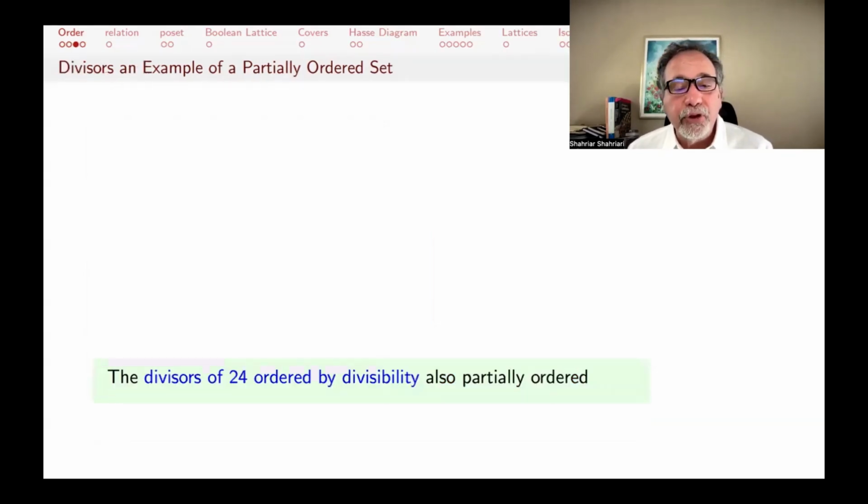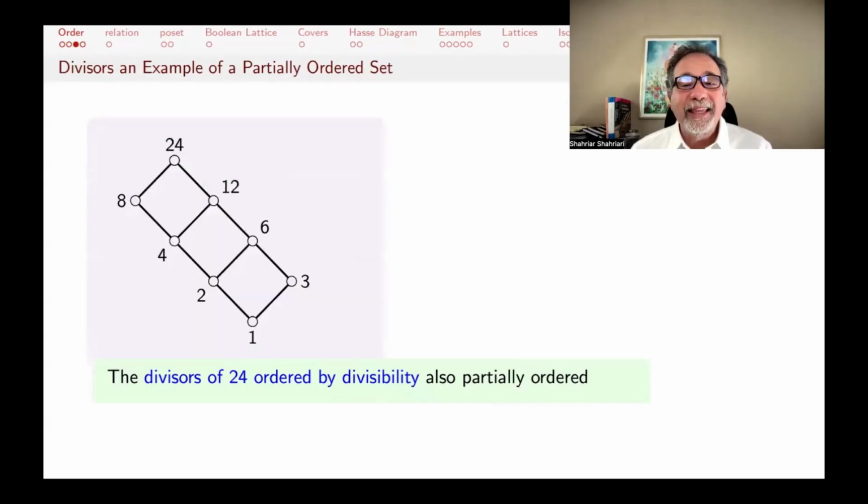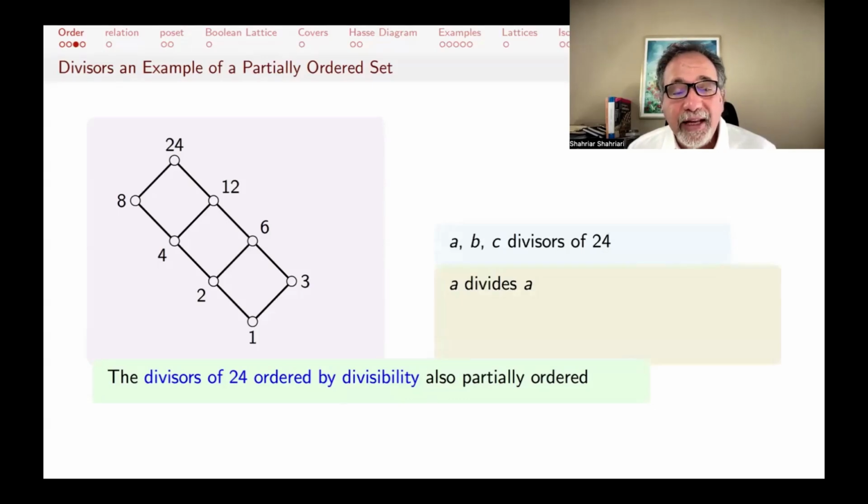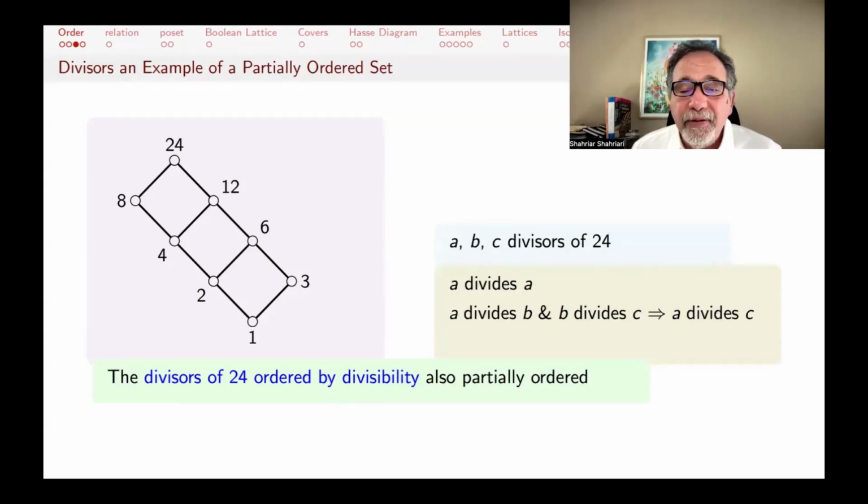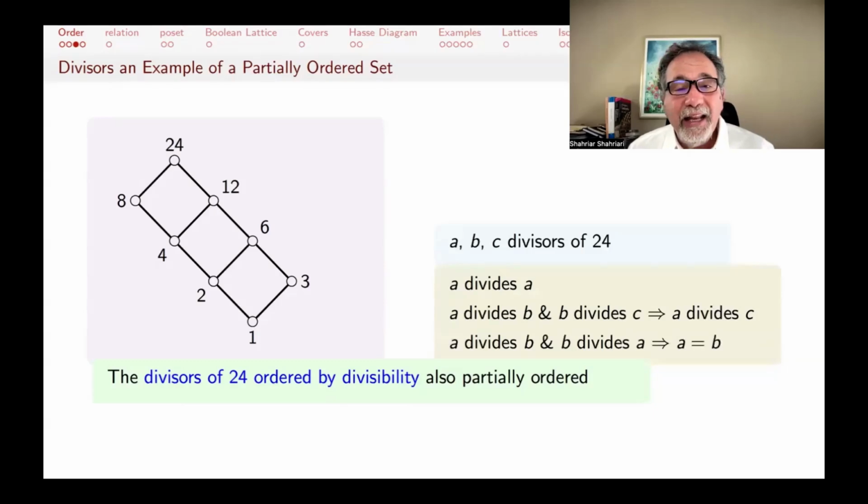There are many examples of partially ordered sets. For example, if you take divisors of 24 and think of the order as divisibility, here I have all the divisors of 24: 8, 12, 4, 6, 2, 3, and 1. If you see an edge, it's because the higher number is divisible by the lower number, and there's no other divisors between them. These have the same properties as subsets. Any number divides itself. If A divides B and B divides C, then A divides C. And if A divides B and B divides A, then A equals B.